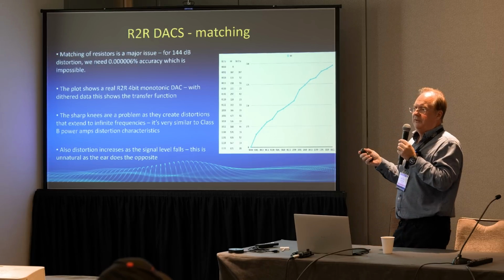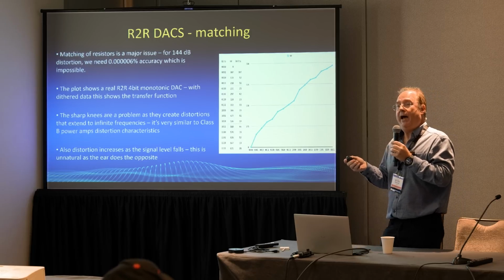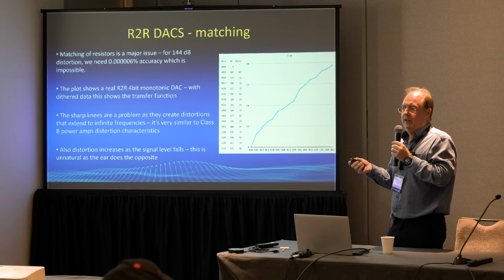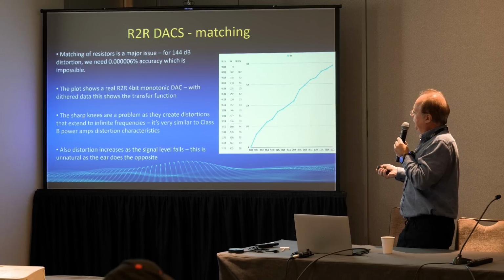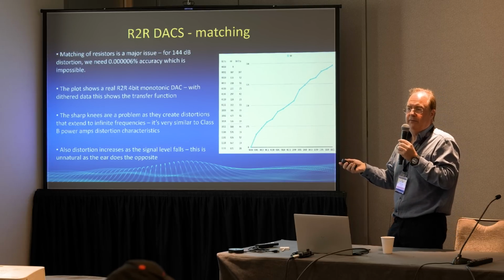What's interesting about this is that there are other things that have sharp knees, which we know is bad, and that is Class B output stages. Class B output stages also have these sharp knees, and they also create very high amounts of high-frequency distortion.